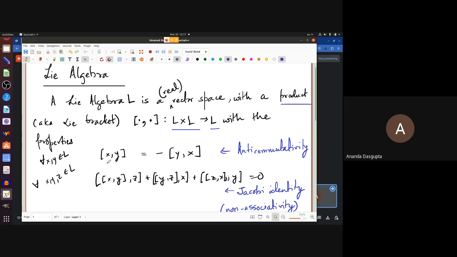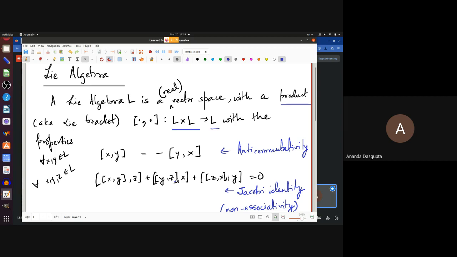That the bracket is an anti-commutative product. If you change the order of the vectors going in, you get a change of sign. And it's also a non-associative product in a very specific way. The non-associativity is encoded by this equation, the so-called Jacobi identity.